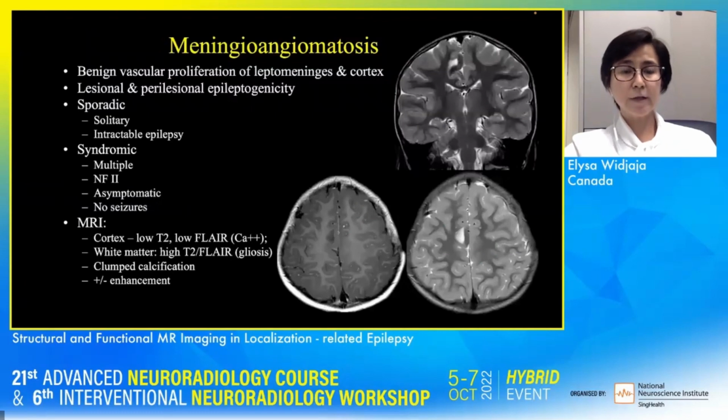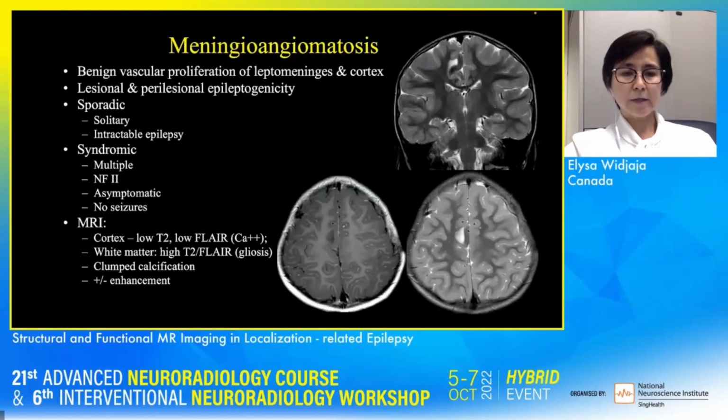Let's move on to meningoangiomatosis. This is a benign vascular proliferation of the leptomeninges and cortex. The lesion and the perilesional cortex are highly epileptogenic. There are two forms of meningoangiomatosis. The sporadic form is solitary and presents with intractable epilepsy. The syndromic form has multiple meningoangiomatosis and is usually associated with NF2 and is generally asymptomatic.